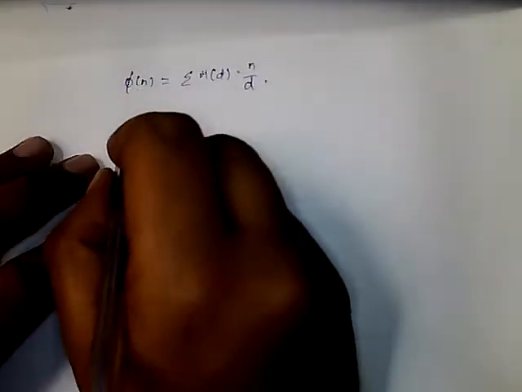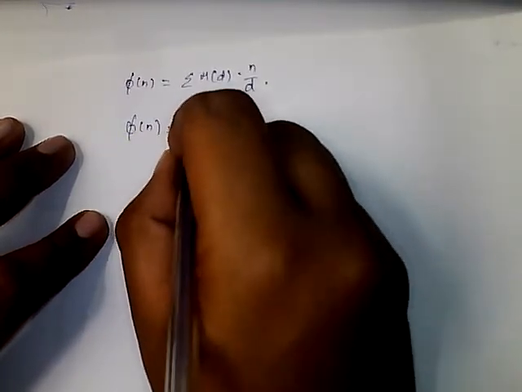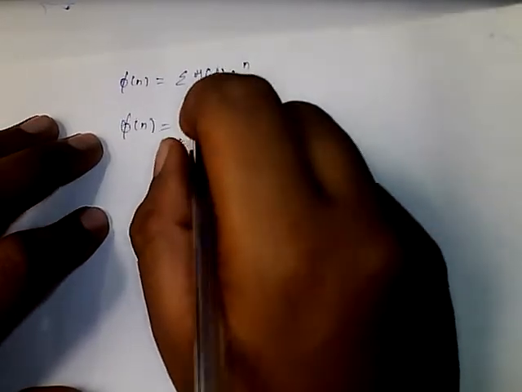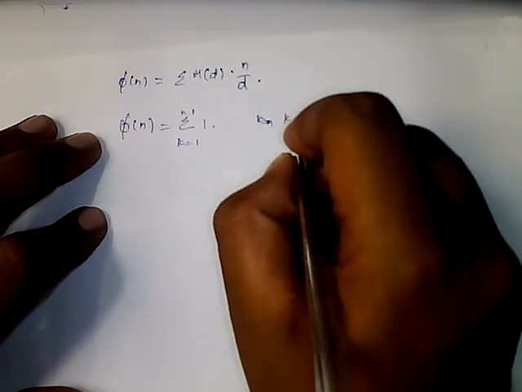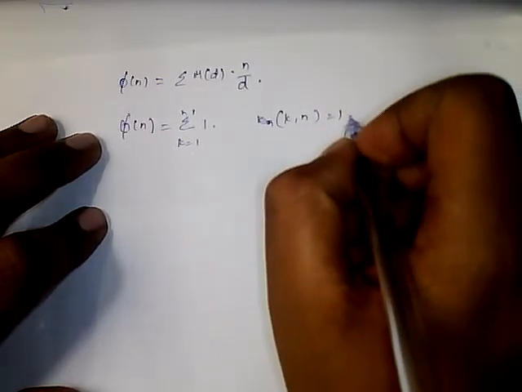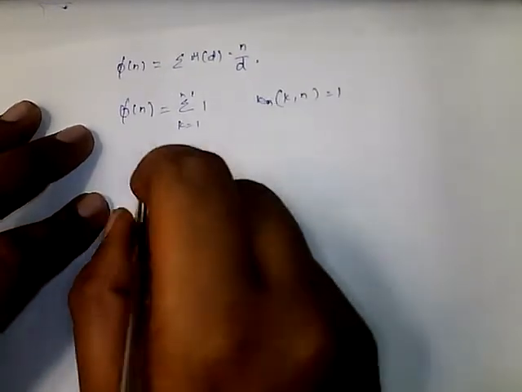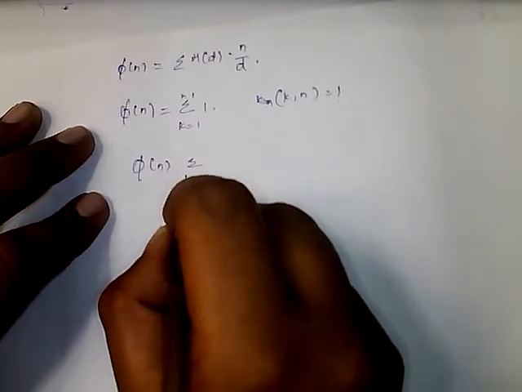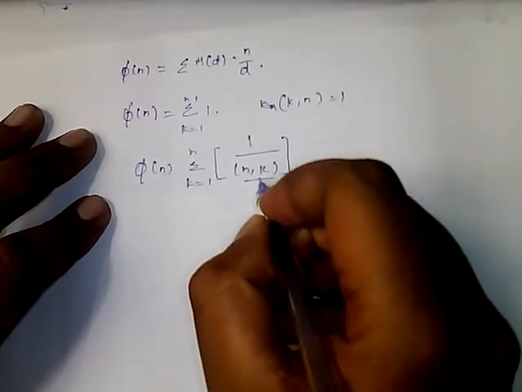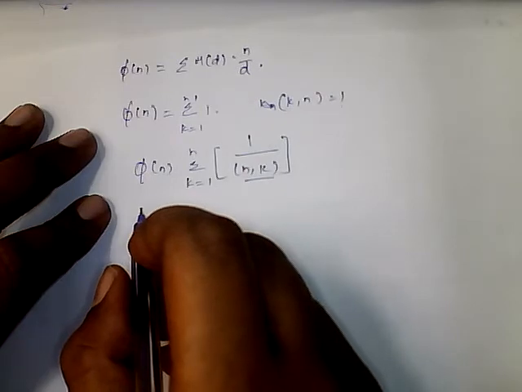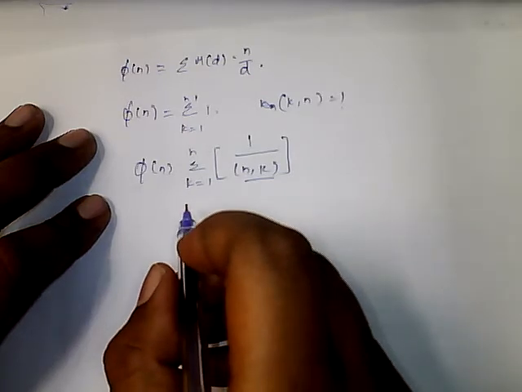Alright, from the definition of Euler's phi function, phi of n is the sum over k equal to 1 to n of 1, where the GCD of k comma n equals 1. So we can write phi of n as the sum over k equal to 1 to n of the indicator that the GCD of n comma k is equal to 1. Now the summation is running over 1 to n, and also there is a d.